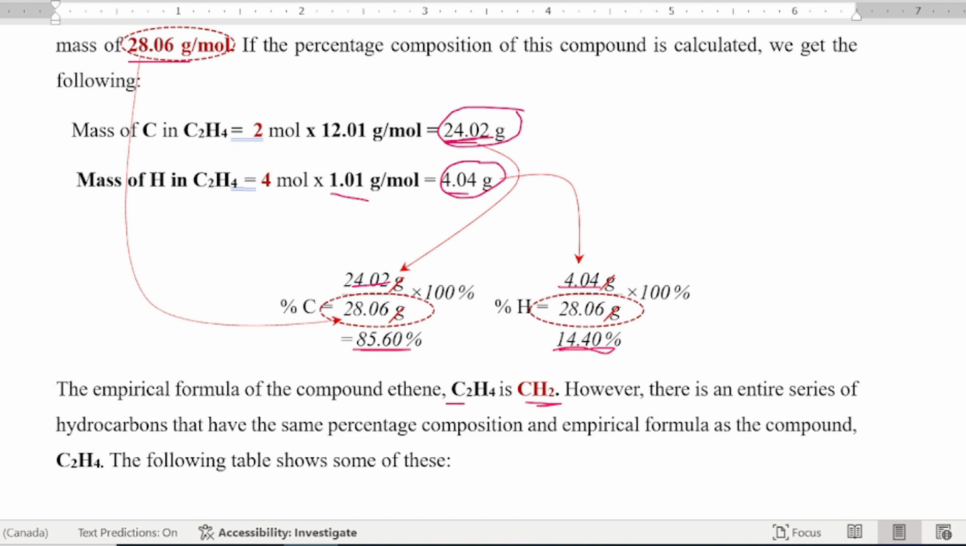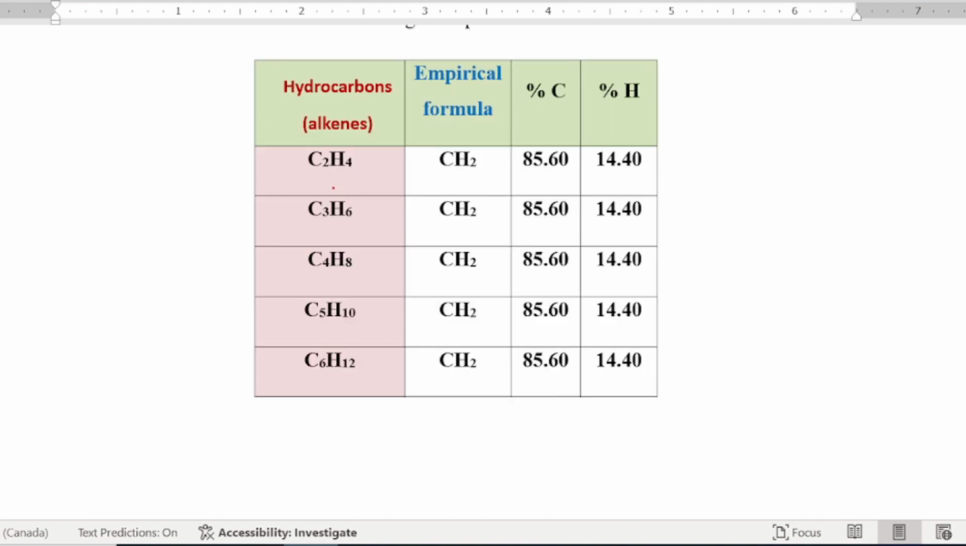But watch this table here. These are a series of hydrocarbons called alkenes. They all have the same empirical formula, and because of that, they will have the same percentage composition by mass. So if someone were to give you the percentage composition of a hydrocarbon, and they give you these values here, you can use these values to find its empirical formula, because we've done that before.